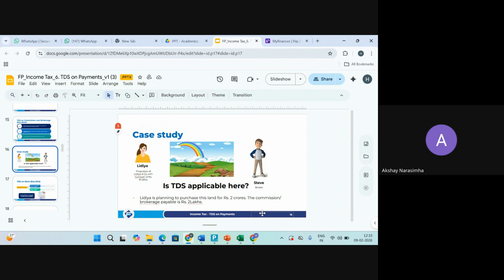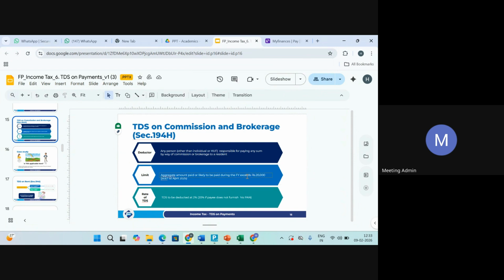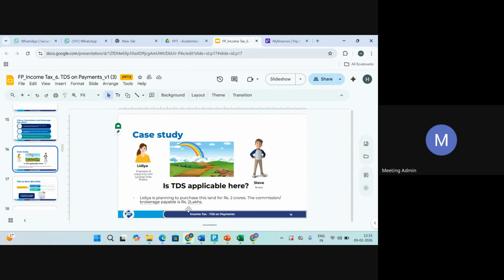Yes, ma'am. As I told you all in the last slide, if it exceeds 20,000, then they have to pay the TDS. Am I right? But here in the case study, it is more than 20,000, right? Yes, ma'am. Then how many percentage do they have to pay?